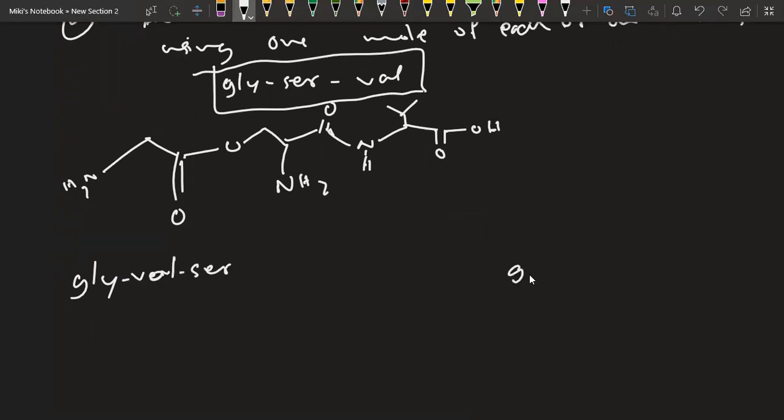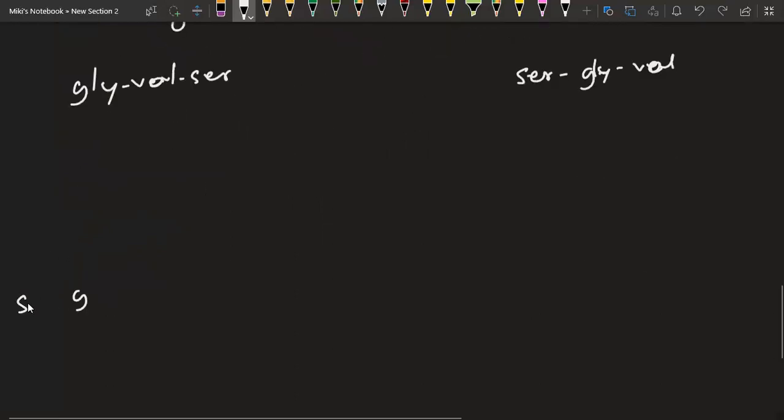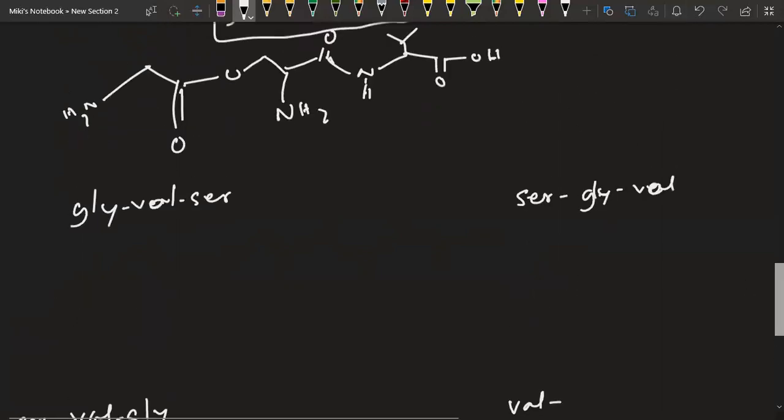Another could be, let's say, initially we have serine, then glycine, and then valine. The other molecule could be serine, and instead of glycine we have val, then glycine. Then we have another molecule, let's say initially valine. Like here, what is happening? If we change one of the molecules' positions, obviously they're going to change. Let's see the structures in detail.